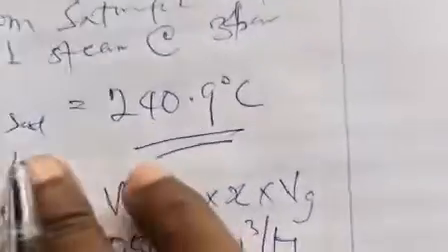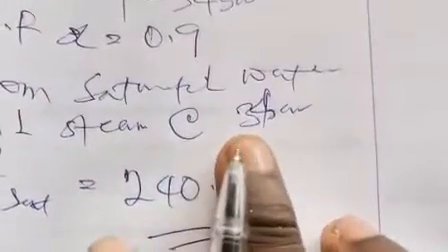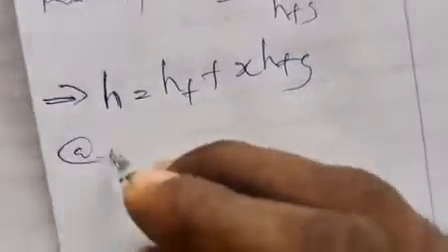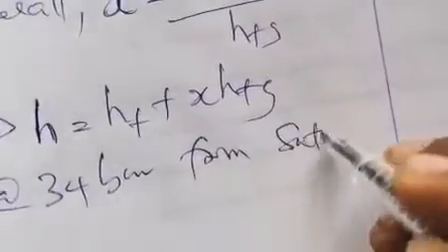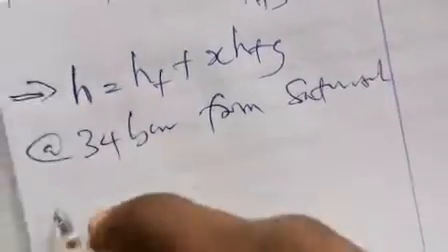All we need to do now is, from saturated water and steam corresponding to 34 bar, find the values of HF and HFG. So at 34 bar, from saturated water and steam.